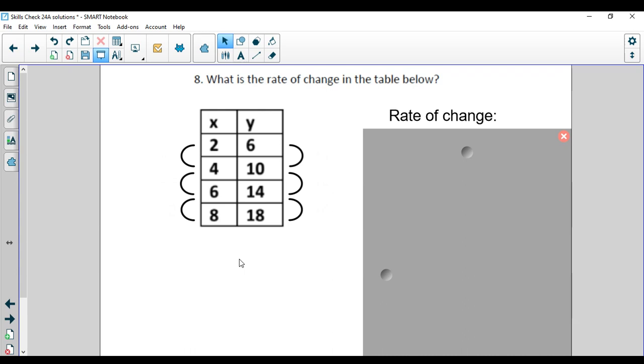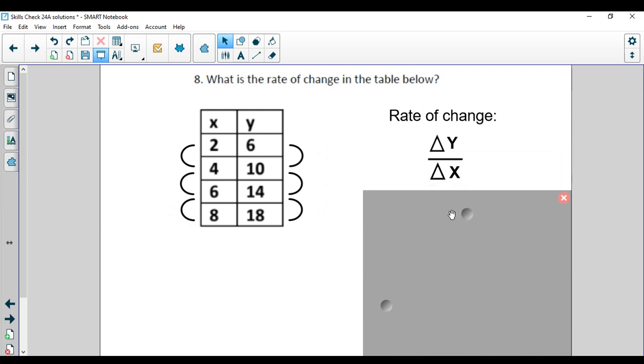And we are on our last problem now. What is the rate of change in the table below? So if you recall, rate of change is that change in y over the change in x. So we have our loops ready to go here. So from 6 to 10 is plus 4, 10 to 14 is plus 4, and 14 to 18 is plus 4.